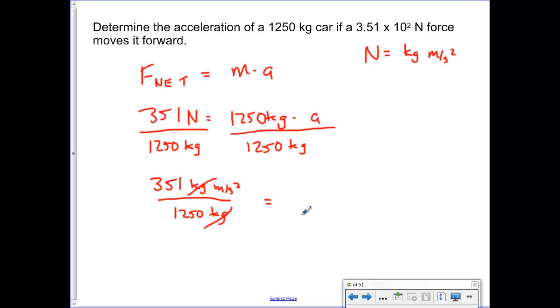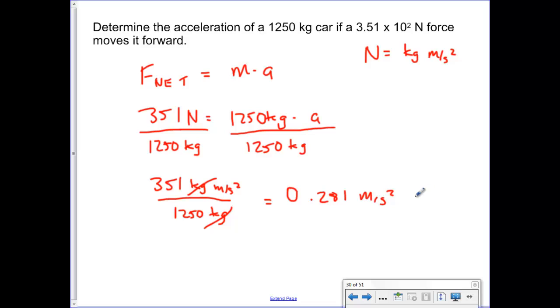351 divided by 1250. I got 0.28, but I need 3 sig digs. I'm going to start being a little more picky with sig digs. I've been fairly lenient on them so far, so make sure you're watching carefully from now on. So you should get 0.281, I believe, meters per second squared. And one more thing, we do have a direction for this acceleration.